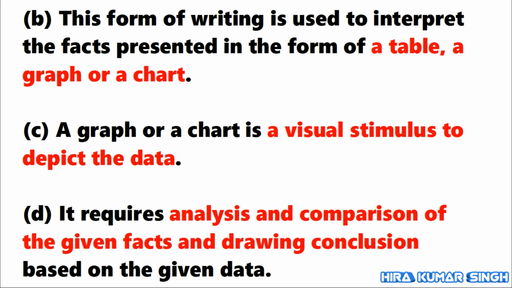It requires analysis and comparison of the given facts and drawing conclusion. Suppose, as I told you in the beginning, you want to claim that 30% of the population of the country is below the poverty line. Then for this you will have to present a graph, and the graph will have lines, and you will have to prove that yes, this is a fact, that 70% people are above the poverty line and 30% are below it. So students, I have given you the four aspects of analytical paragraph, and now you are in a better frame of mind to understand this one.